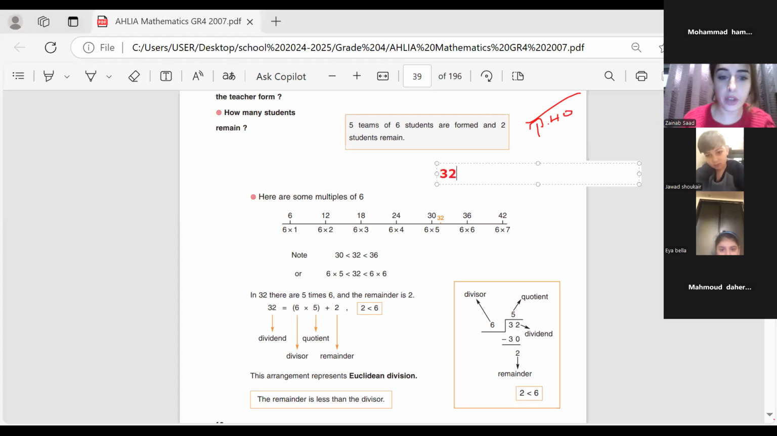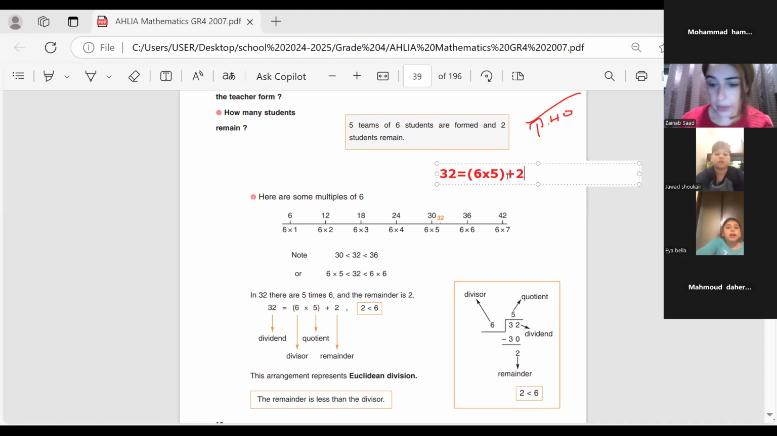If we have 32, it's equal to 30. Instead of writing 30, it's 6 times 5, which is near to 32, which is 30, with a remainder of how much? 2. So the remainder is always less than the divisor. This is what we call Euclidean division.